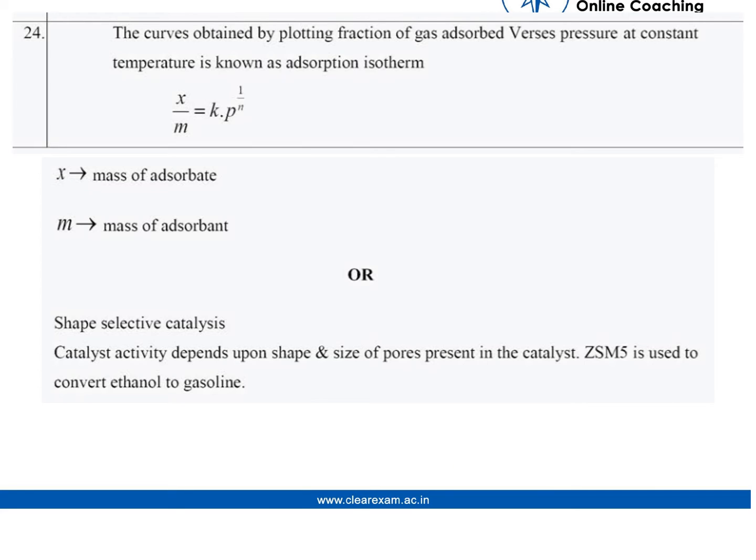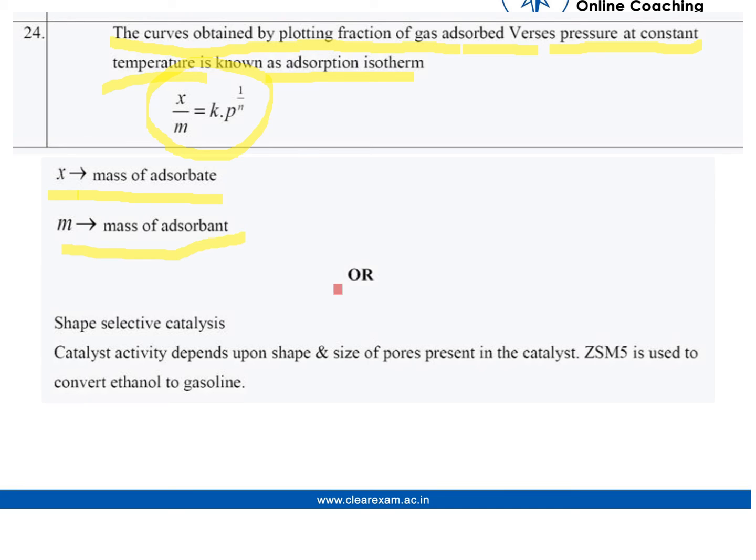So what is adsorption isotherm? The curve obtained by plotting the fraction of gas adsorbed versus pressure at a constant temperature is known as adsorption isotherm, and its equation is given by x/m = k × P^(1/n), where x is the mass of adsorbate and m is the mass of adsorbent.